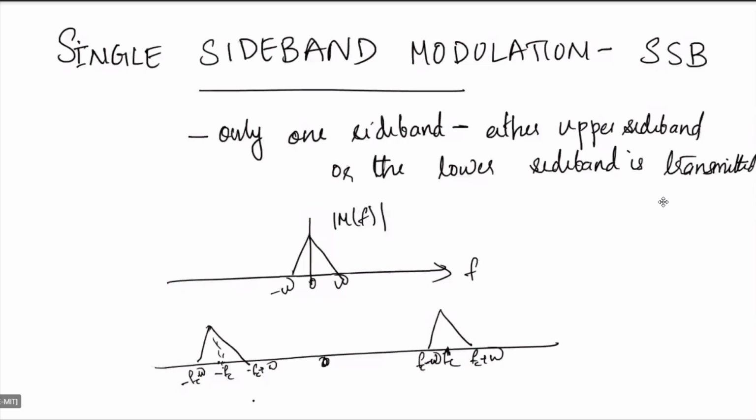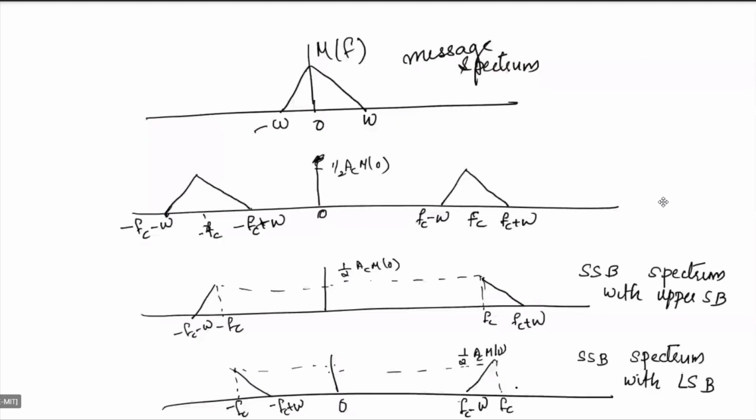In SSB, how will a single sideband modulated spectrum look? Yes, I already made this slide. So this is the message spectrum, this is the DSB-SC spectrum, this is an SSB spectrum with upper sideband only, and this one is the SSB spectrum with lower sideband. So this is the single sideband spectrum. We transmit only one of the sidebands, unlike DSB-SC. Are you getting it? Yes, ma'am.